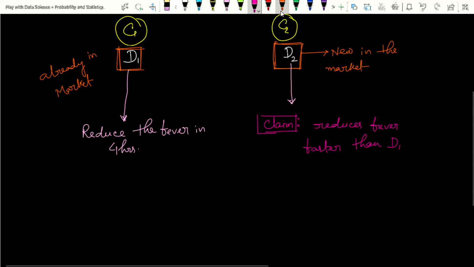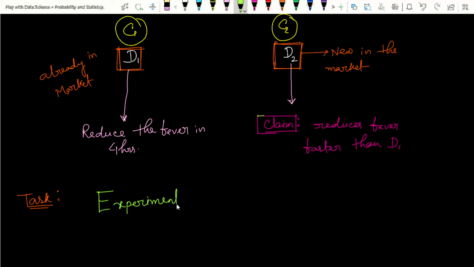Now the task that we have to design: we have to make an experiment to determine if the claim made by company 2 for drug D2 is true or not. That's the job we have to do. This is the experiment that we have to make.